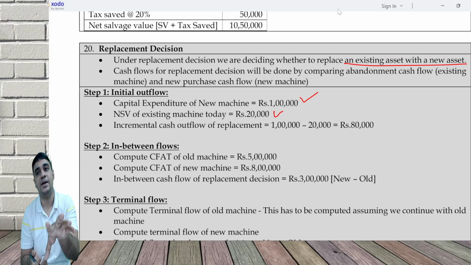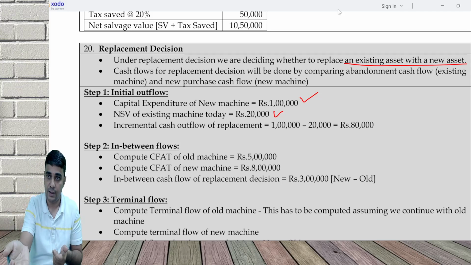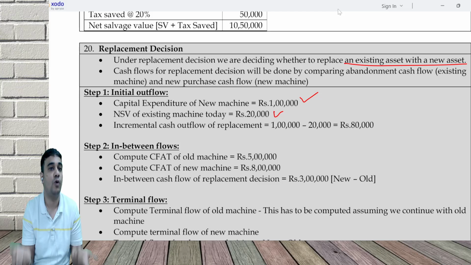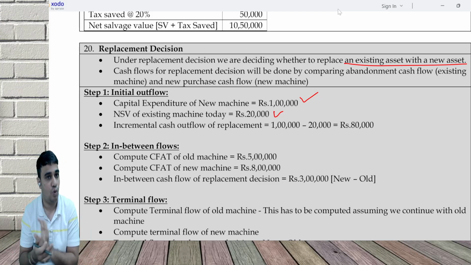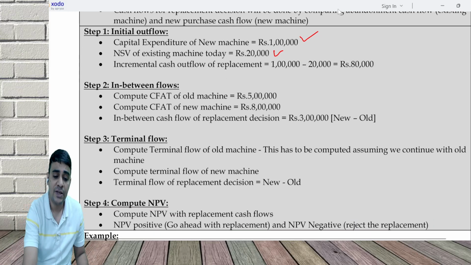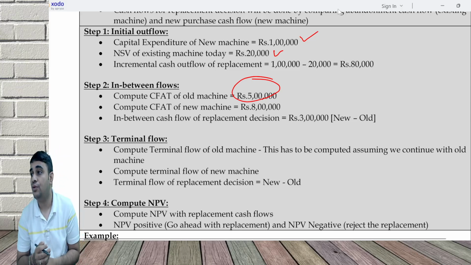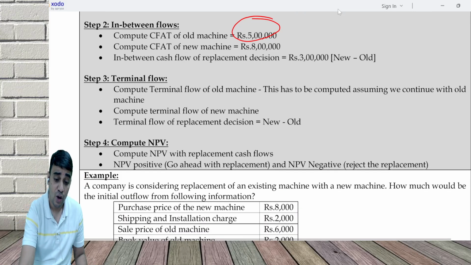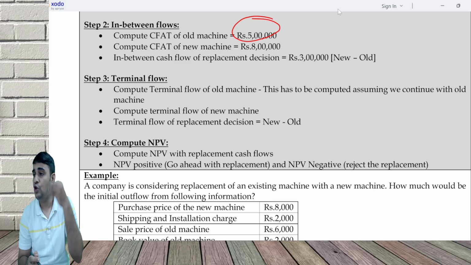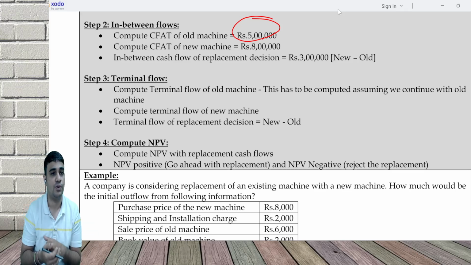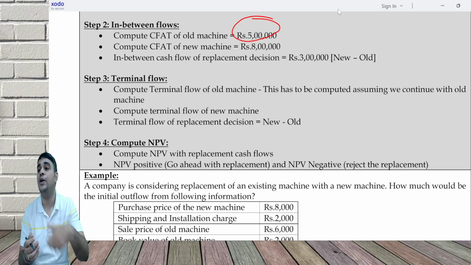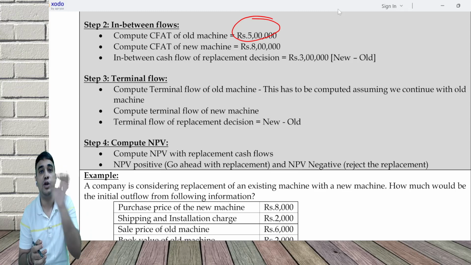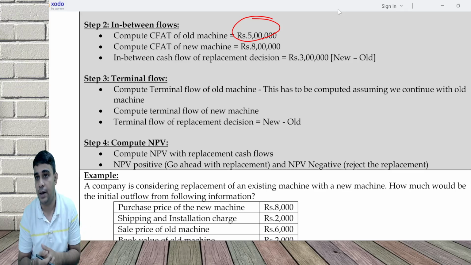The easier way of understanding is you buy the new machine for 1 lakh and sell the old machine for 20,000. Your outflow is 80,000. But understand the logic is new minus old. Old machine will give you 5 lakh, new machine will give you 8 lakh, extra 3 lakh. Old machine terminal value something, new machine terminal value something, again do new minus old, and finally you will get the NPV. You have to keep doing new minus old at every step.